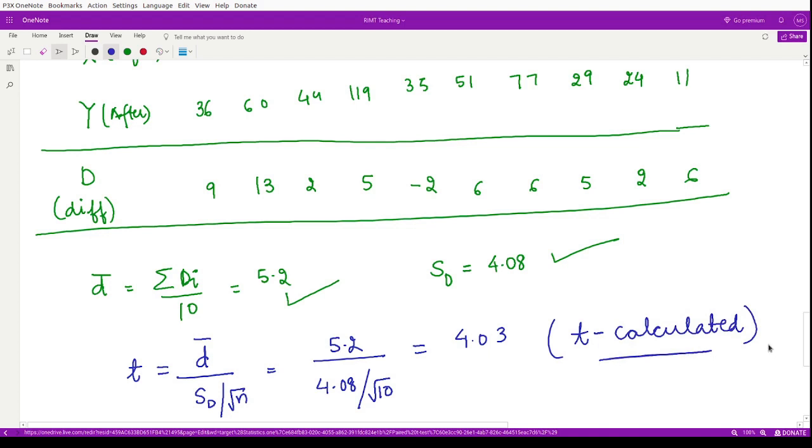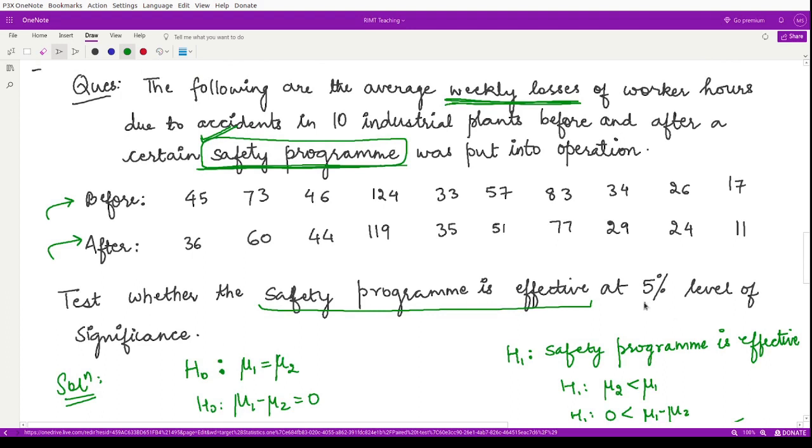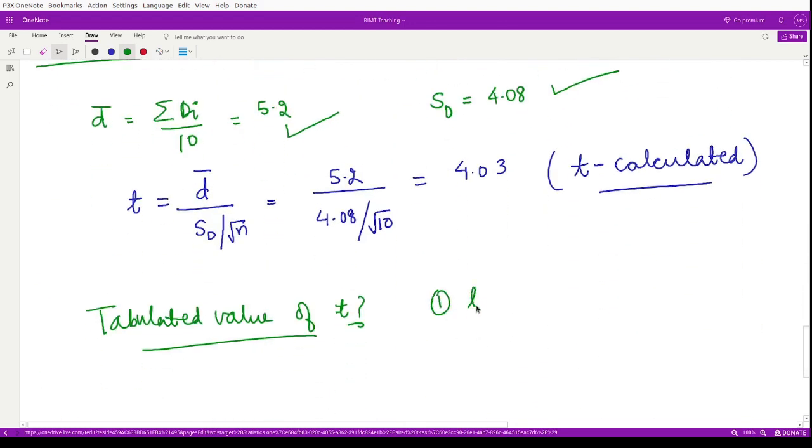So after having this value, the next task is to obtain the tabulated value of t. For that you require two things. One is the level of significance. It is given to be 5%. And another thing that you require is the degrees of freedom, that would be the total number minus 1. So we have 10 minus 1, that is 9 degrees of freedom.